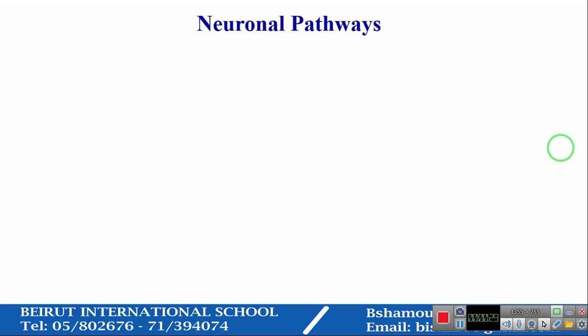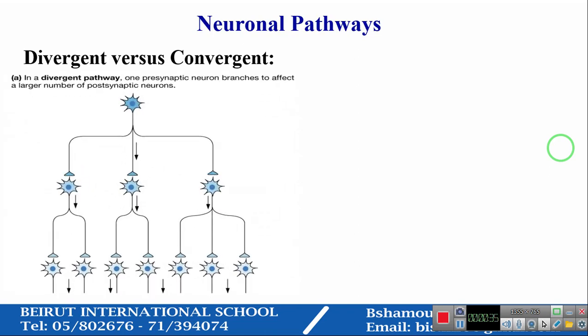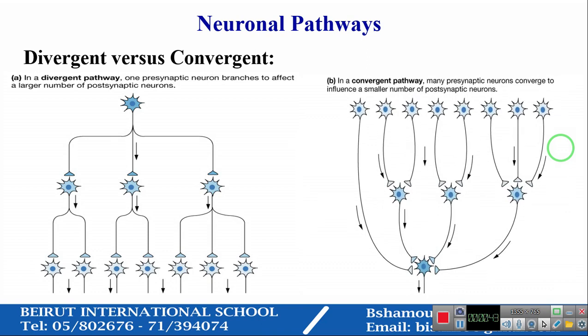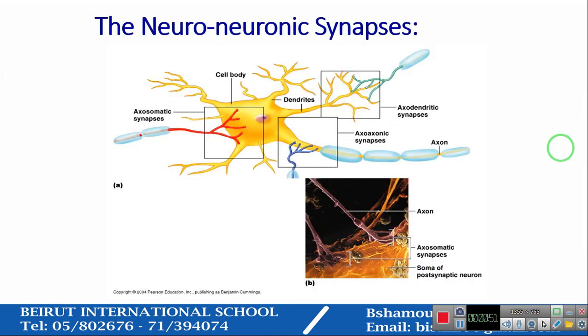The neuronal pathways could be divergent or convergent. In a divergent pathway, one presynaptic neuron branches to affect a larger number of postsynaptic neurons, while in a convergent pathway, many presynaptic neurons converge to influence a smaller number of postsynaptic neurons.